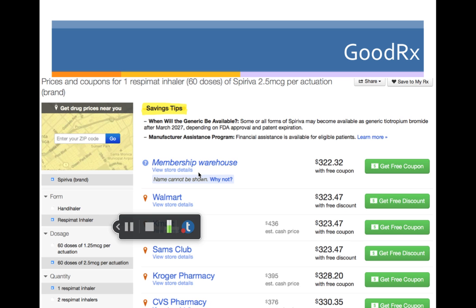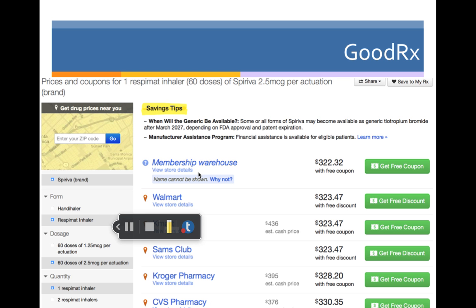Off to the left-hand side, you can see that you can switch form. And so for this, if you want the Respimat or the hand inhaler, you also want to select dosage. So we all have different doses per actuation, or for a capsule or tablet, 10, 20, 40 milligram dosages. And then you also want to make sure that you have the appropriate quantity selected. So if the patient needs 1 inhaler, or if they want a 30 or 90-day supply for a tablet medication. And then in the center part of the site, you'll see all of your area pharmacies. You'll see sometimes their estimated cash price.